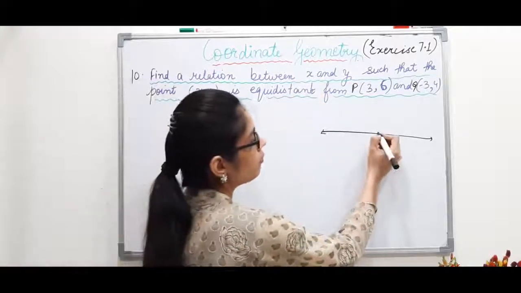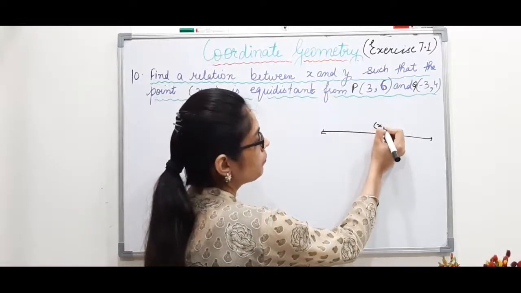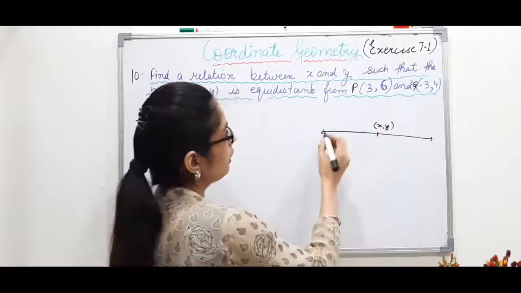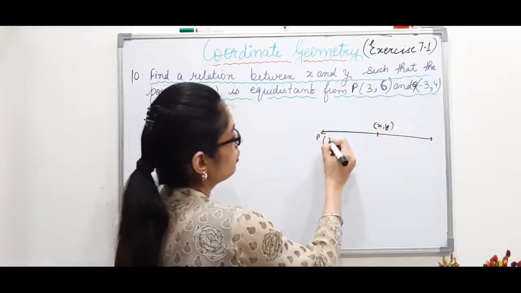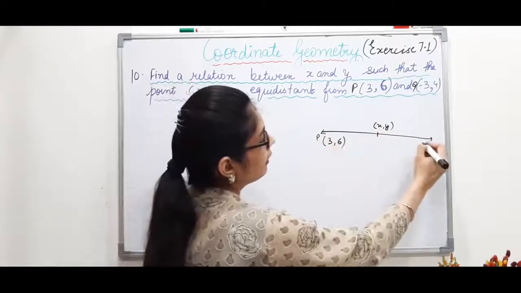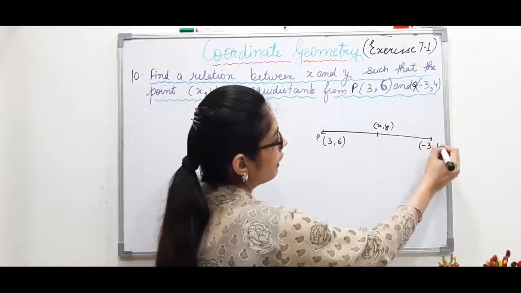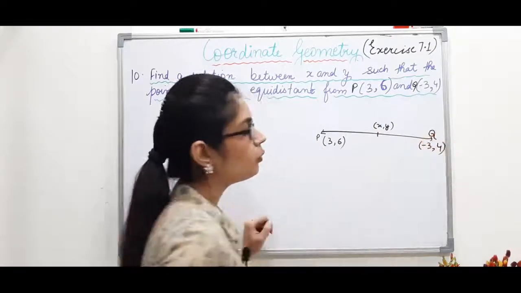So there we have one point x, y, and here we have 3, 6, here minus 3 and 4. This is Q I have assumed.